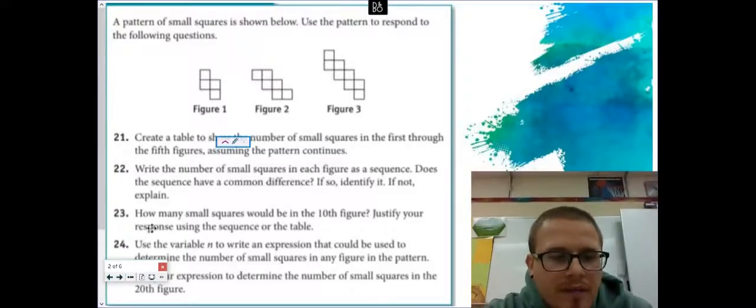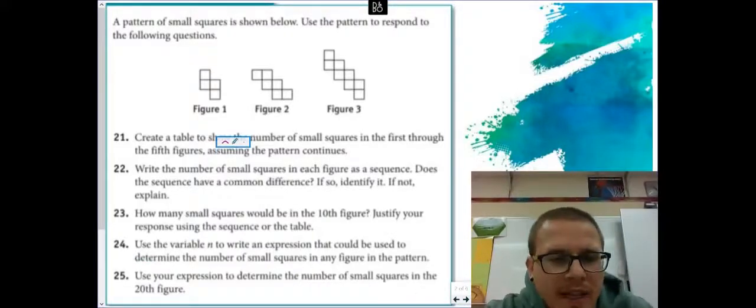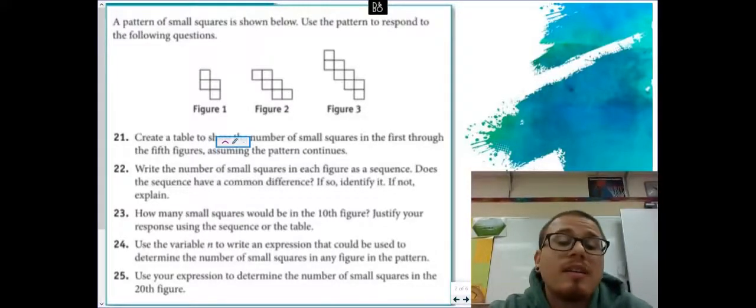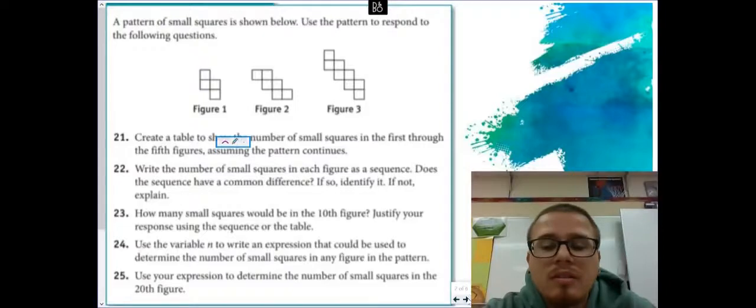I've got 5 tasks that I gotta do. Create a table, 1 through 5 with the figures, how many squares, and write the number of squares as a sequence. I gotta know what a sequence is. Does it have a common difference? I gotta find it. I gotta know how many squares would be in the 10th figure, write an expression, and then use that expression to find the number of squares in the 20th figure, because I don't want to make a table that's 20 long. I could change that to 50 or whatever. So let's check this out.